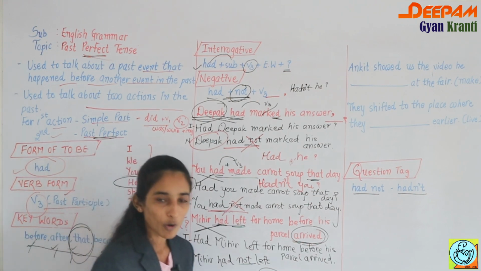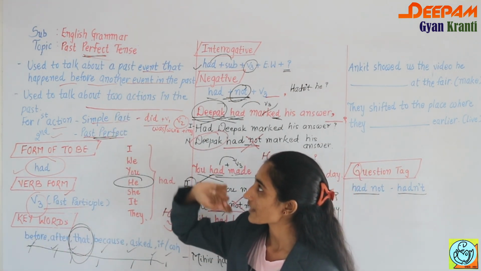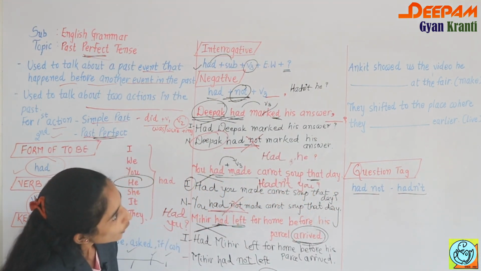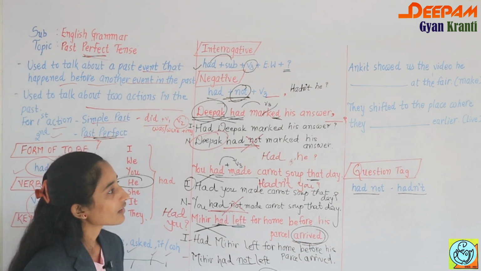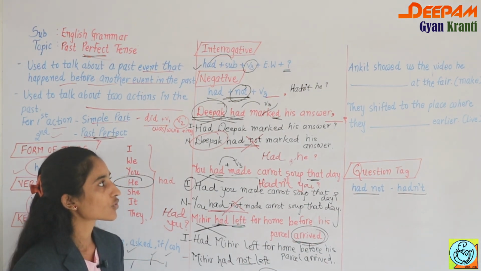Then comes verb form, meaning the blanks are given and the title says fill in the blanks with the past perfect tense. So let's check. So Ankit showed us the video he blank at the fair, and in the bracket it is given make or shoot, like that, but here make is given to you.